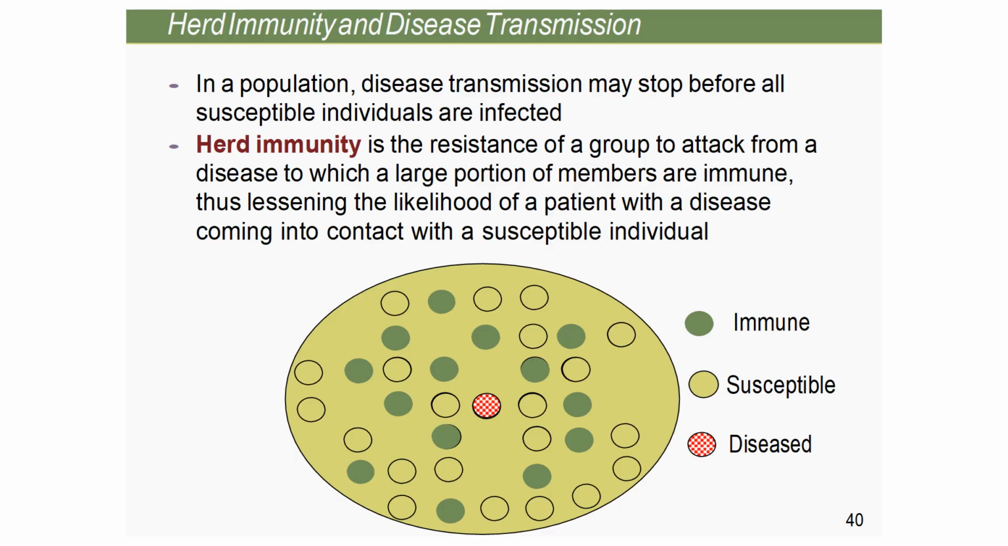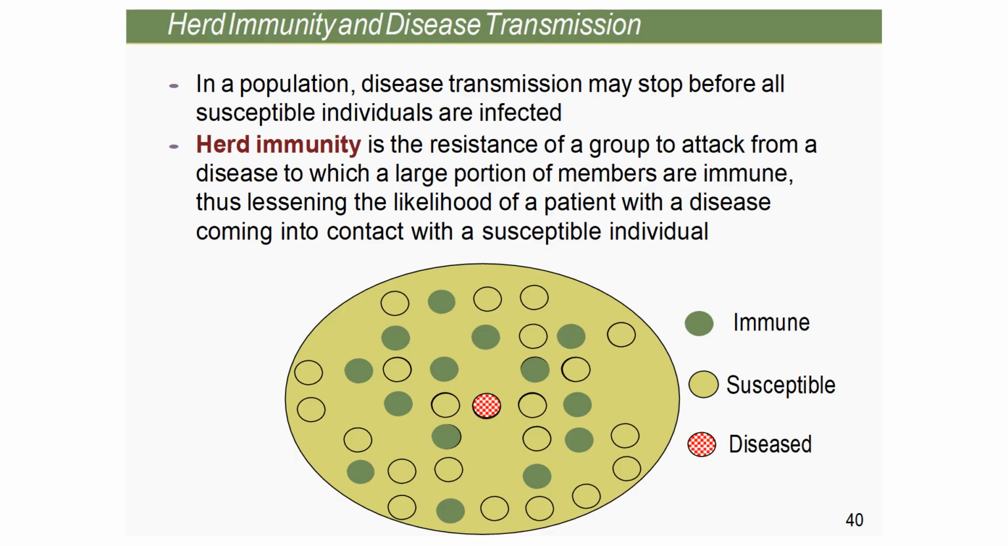The larger the number of people who are immune, the less likely that the other people who are not infected will get the disease. This will lessen or reduce the likelihood of a person with a disease coming into contact with a susceptible individual, because the number of people in the community or population who are not susceptible, because they have been infected already or because they have got the vaccination, is large.